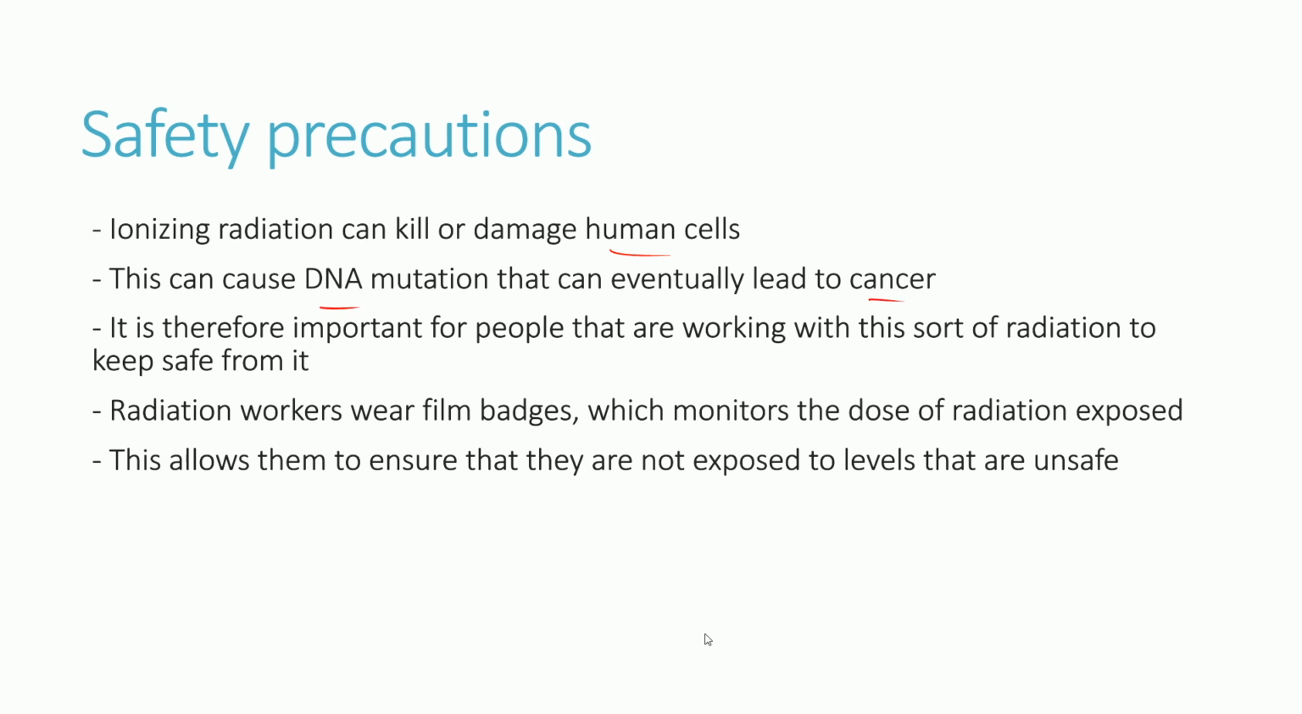So for people that are working in this sort of environment exposed to radiation, it's important that you try to keep safe from that. So radiation workers wear film badges which monitor the dose of radiation that they're being exposed to, along with other safety precautions in regards to helmets and clothing that can block off the radiation. But pretty much all these safety measures are there to make sure that they're not being overly exposed to the levels of radiation that can possibly cause some severe consequences, as I said, like cancer and such.